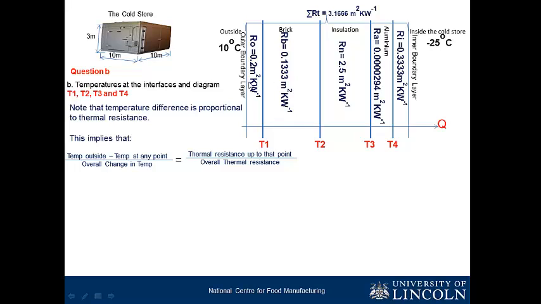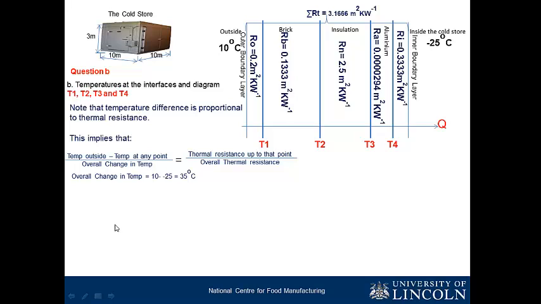Now let me explain what this means. For example, if you want to find the temperature at T1, it will be the temperature outside, which is 10, minus T1, divided by the overall change in temperature, which is 10 minus 25, equals the thermal resistance up to that point, which will be 0.2. It will be R0. From here, from 10 to this place is R0. That's the thermal resistance. And the overall thermal resistance is for everything, which is 3.1666 meter square Kelvin per watt.